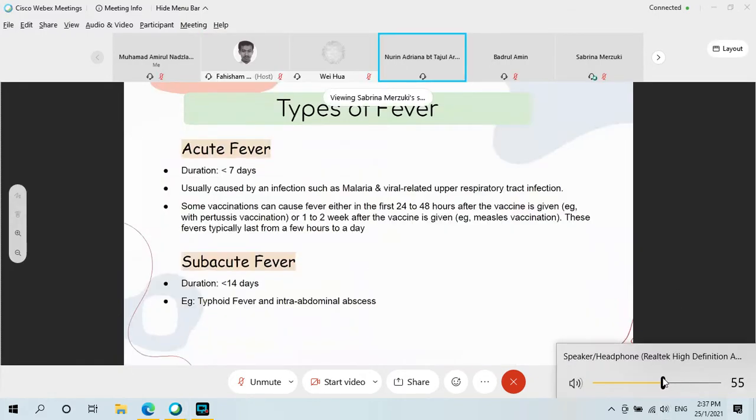Okay, so for types of fever, first is acute fever. The duration is less than 7 days, usually caused by infections such as malaria and viral-related upper respiratory infection, like Dr. said just now. And then some vaccinations can cause fever either in the first 24 to 48 hours after the vaccine is given, for example, pertussis vaccination, or 1 to 2 weeks after the vaccine is given. These fevers typically last from a few hours to a day.